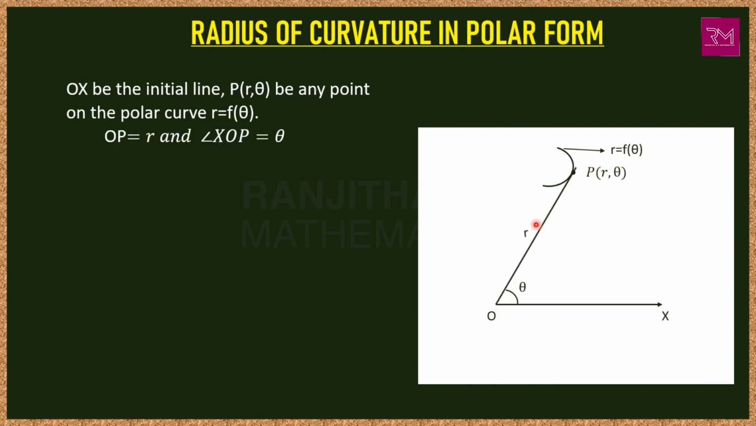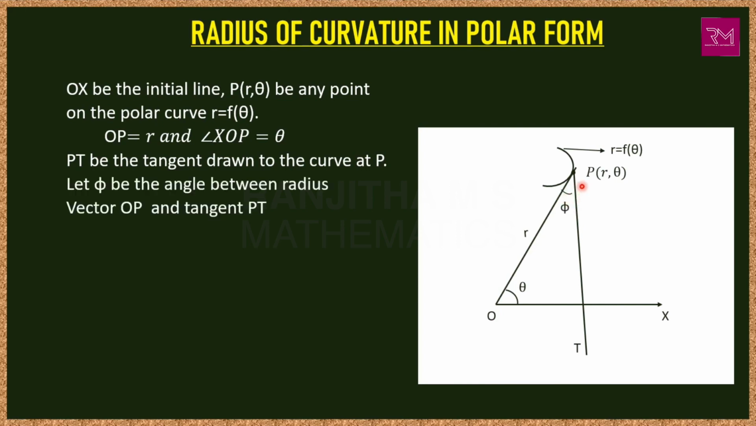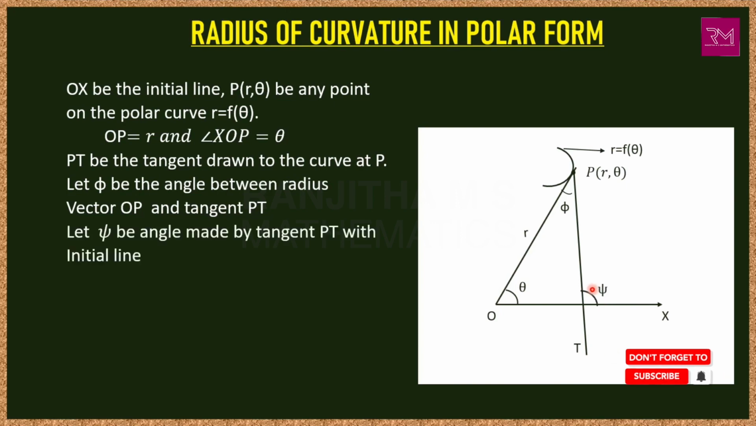The distance from O to P is r, that is the radius vector, and the angle XOP is the vectorial angle. Draw a tangent PT to the curve at the point P(r, theta). Let phi be the angle made by the radius vector OP and the tangent PT, and psi be the angle made by the tangent PT with the initial line OX.